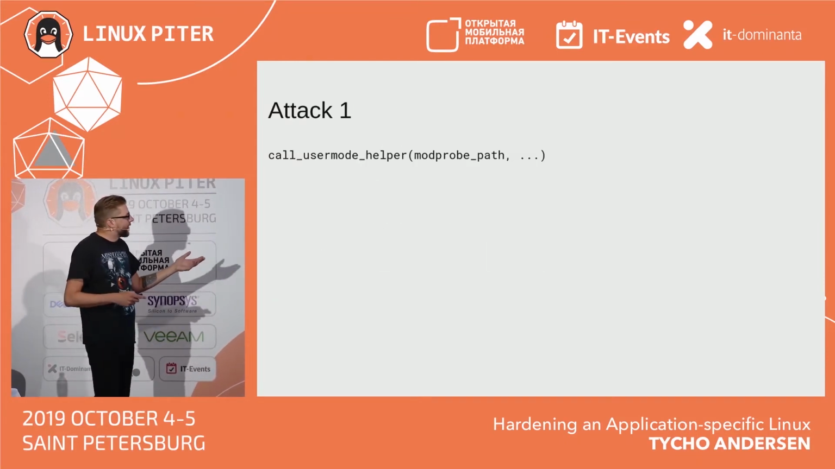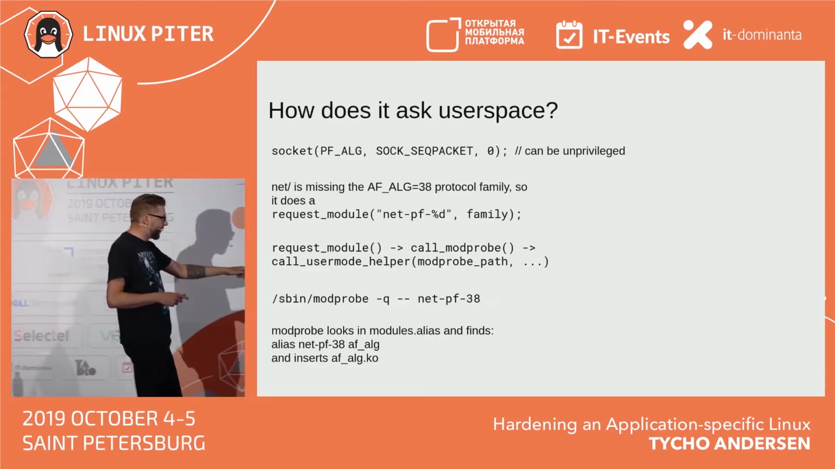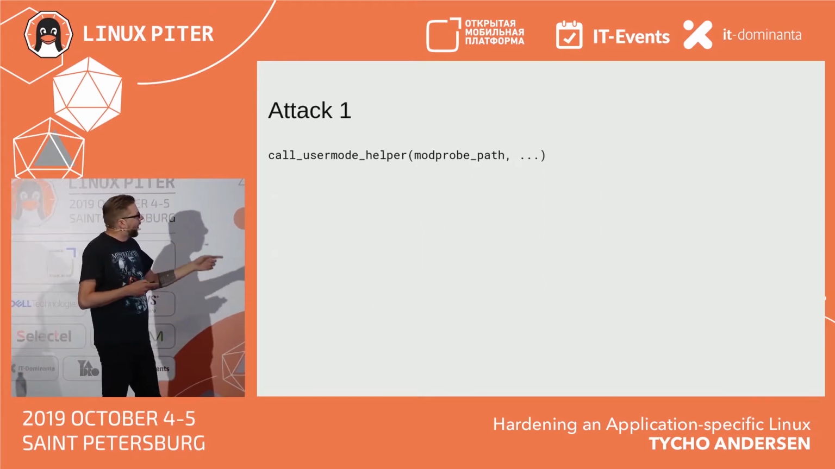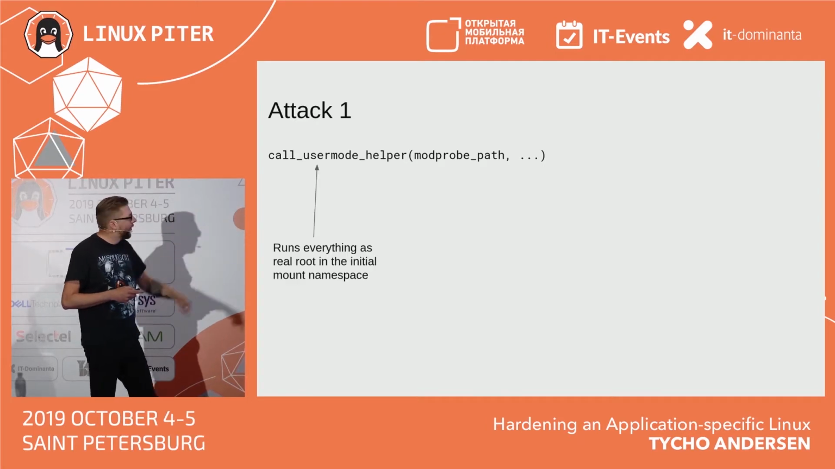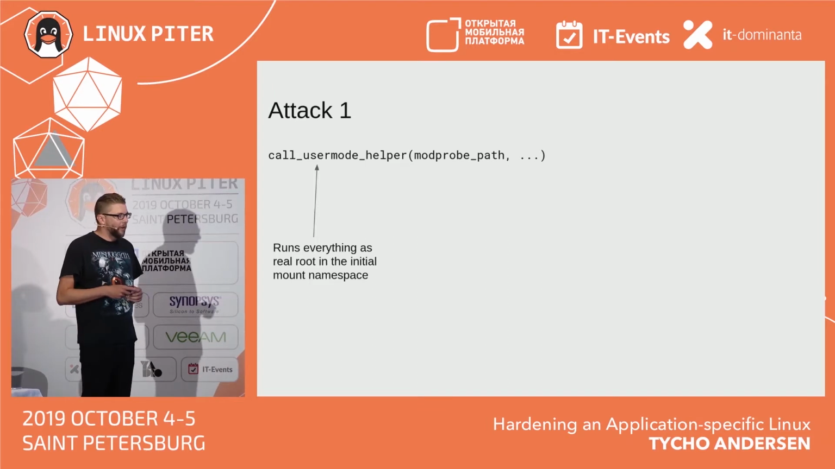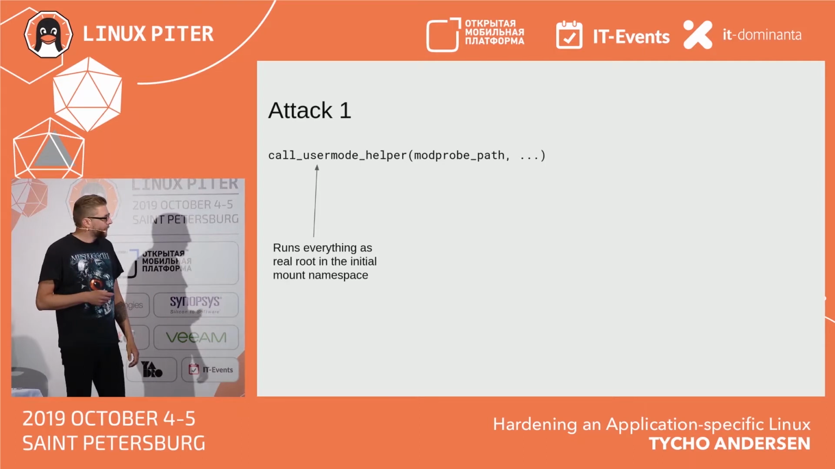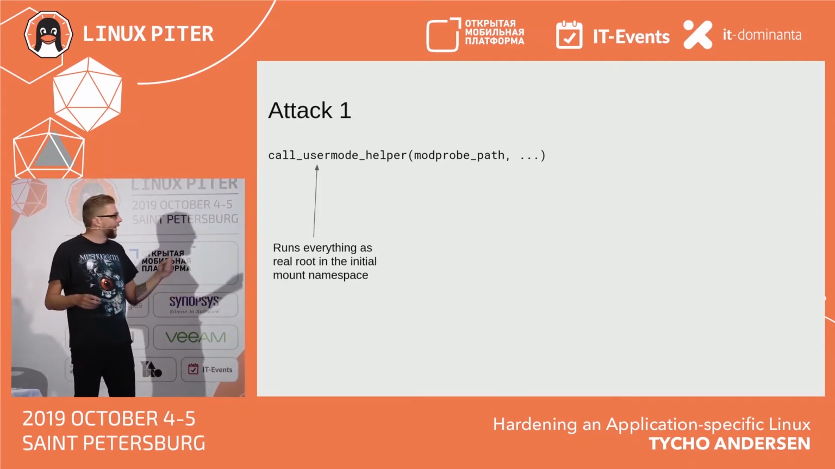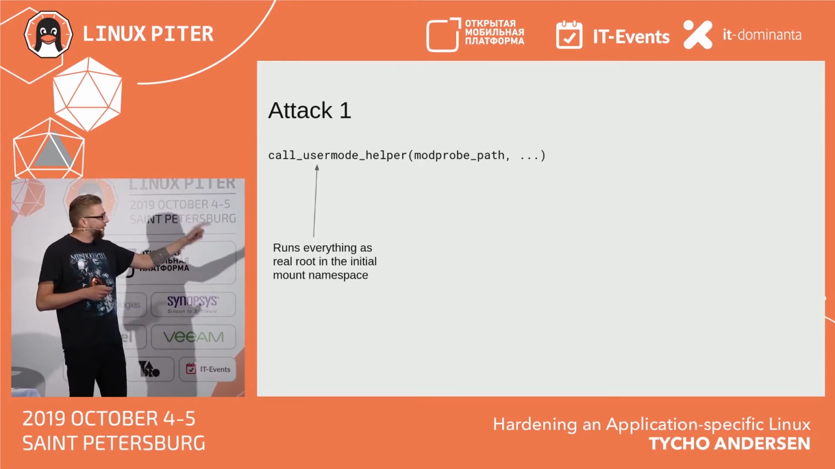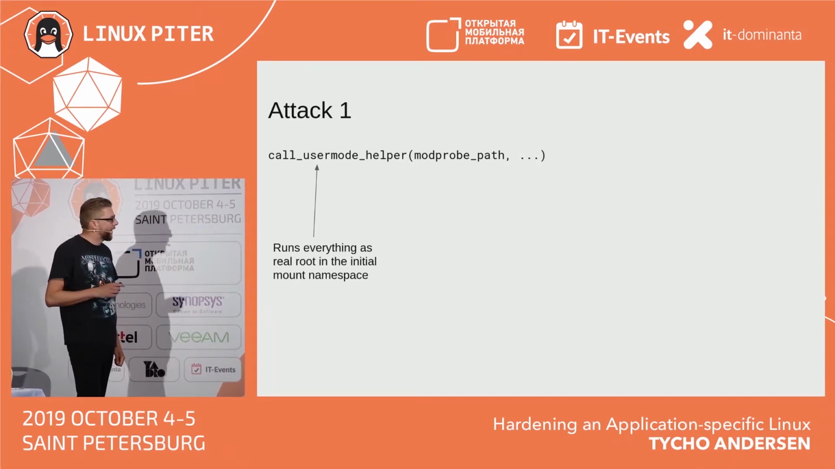But you can attack this. So the most obvious thing is, if you think about what needs to happen in this modprobe call, it needs to load a module into the kernel. So when this call_usermodehelper function runs, it runs everything as real root. So in particular, it has all of the capabilities. It has all the rights to do everything. It runs this in the initial mount namespace. So this is a pretty privileged operation. When the kernel calls this, that's basically as good as it gets.